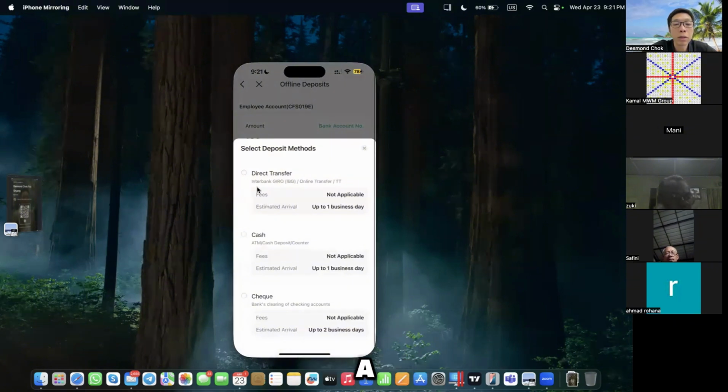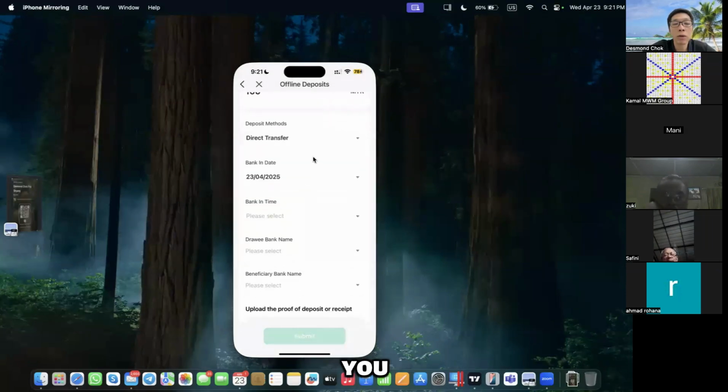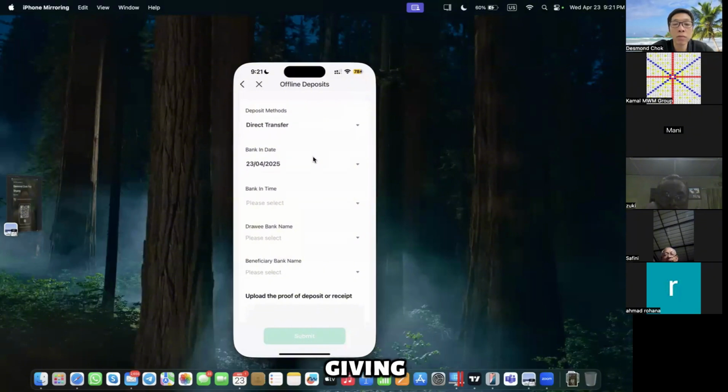So normally there's a direct transfer, interbank GIRO or TT, if you click this one, or maybe you go to the cash deposit machine, ATM machine, also can, check deposit machine also can. If you select direct transfer, you need to key in when you direct transfer, or maybe you go to the ATM machine, it gives you a slip.